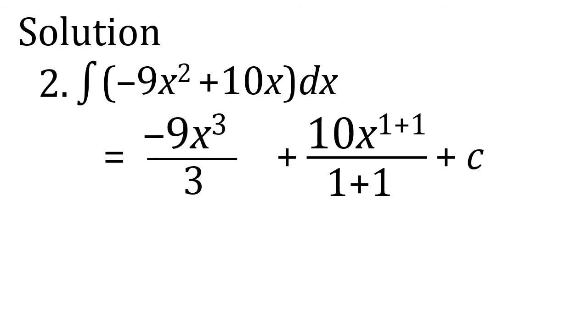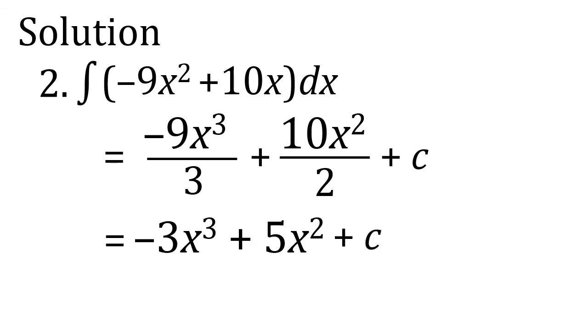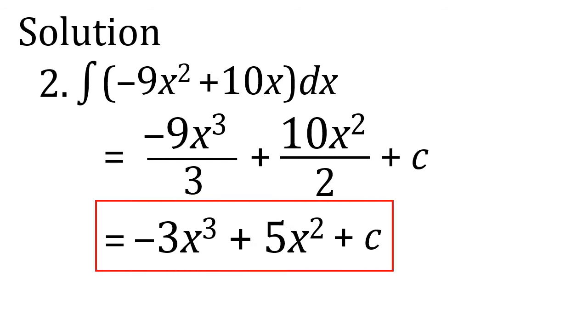This will become negative 9x cubed over 3. And this will become 10x squared over 2. So we can actually simplify this. This will become negative 3x cubed plus 5x squared. Again, do not forget the constant of integration. So this is our final answer. Did you get the same answer? Very good.